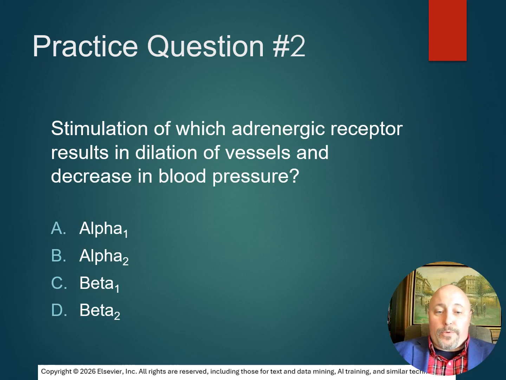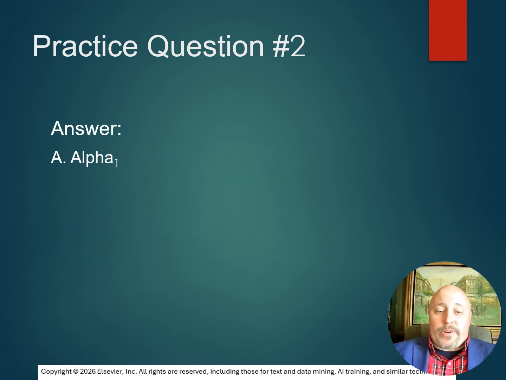For question two, stimulation of which adrenergic receptor results in dilation of vessels and decreases in blood pressure? Would that be alpha 1, alpha 2, beta 1, or beta 2? And that answer is going to be A, alpha 1.